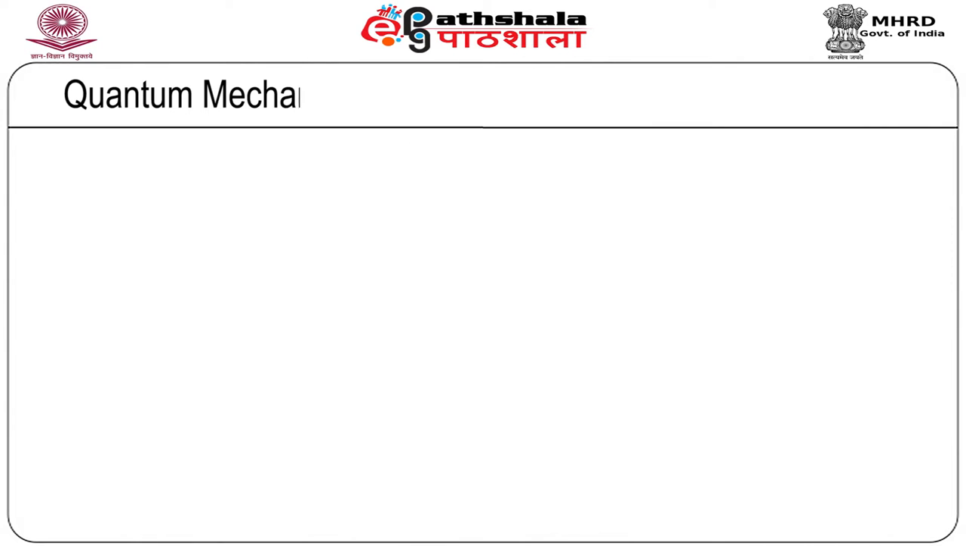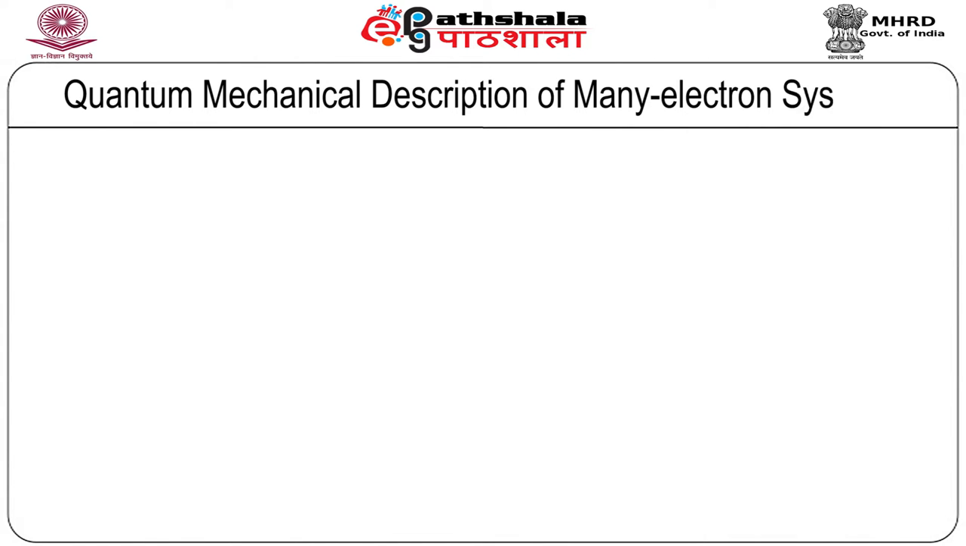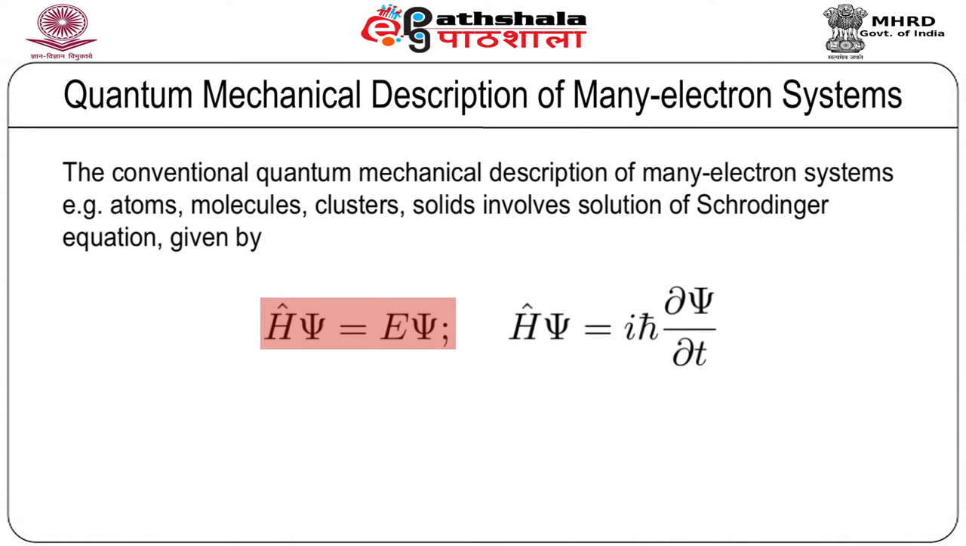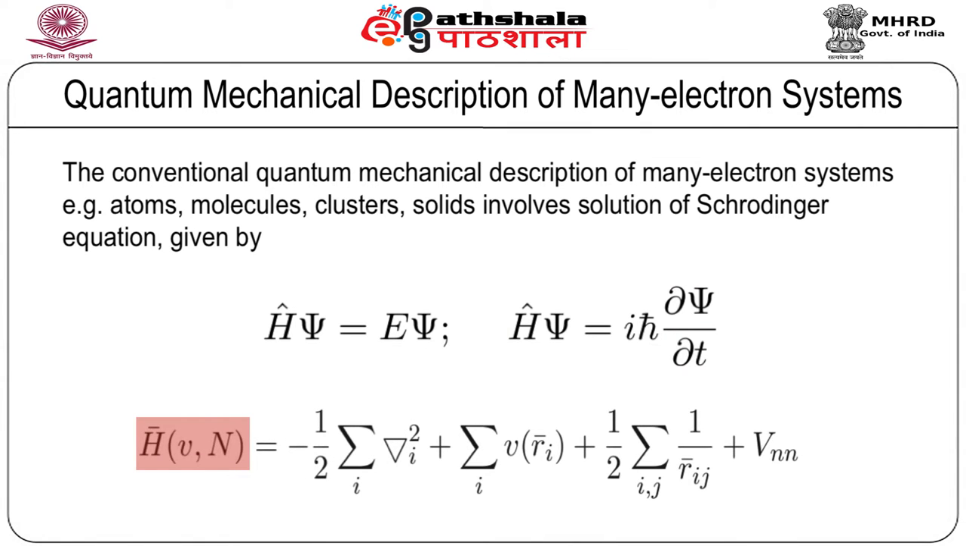The conventional quantum mechanical description of many electron systems, for example, atoms, molecules, clusters, solids, they all involve solution of the Schrödinger equation, which is shown here in the time independent as well as in the time dependent form. The time independent form being given by Hψ equal to Eψ, and the time dependent form being given by Hψ equal to iħ ∂ψ/∂t, where the most general form of the Hamiltonian is shown here.